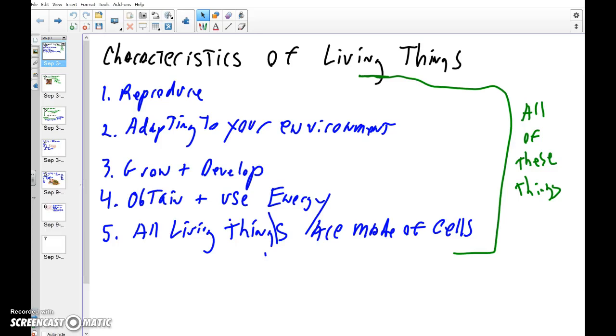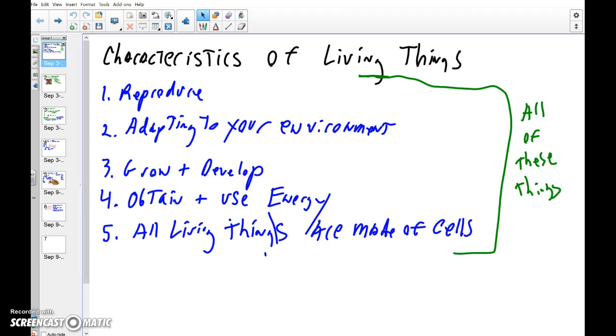For this presentation, we're going to take a look at the characteristics that all living things share. One of the key aspects of understanding biology is knowing how scientists classify things into living and non-living. And it's actually a more complicated process than you may realize.